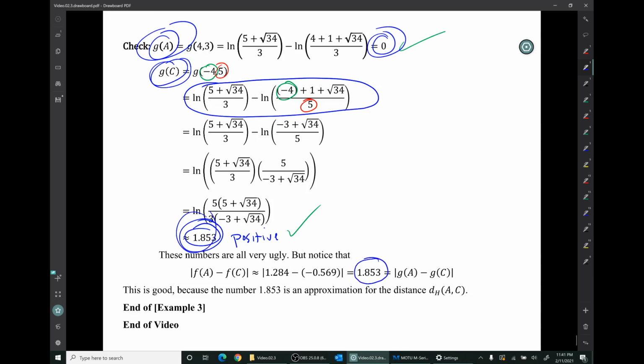Now, it doesn't matter which ruler you use. Earlier, we had a standard ruler, and for the standard ruler, f of A was that, and f of C was that. When I subtract those numbers and take the absolute value, I again get 1.853. So again, using the standard ruler to figure out the distance, I figured out that the distance was 1.853. And now using our new special ruler to find the distance, I get the same distance. So that's good. It's a little bit of reassurance that we must have done the right thing.